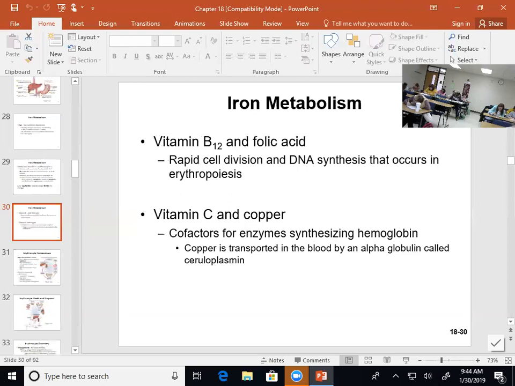Absolutely necessary. Intrinsic factor from where? The stomach. The stomach is absolutely necessary for vitamin B12 and folic acid to be absorbed.